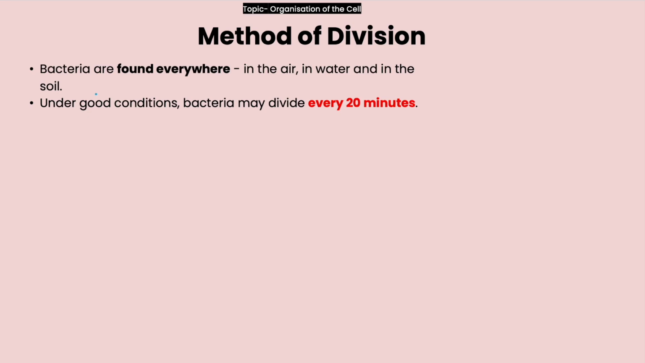Bacteria are found everywhere in air, water, and in soil. That is, they are cosmopolitan. They are present everywhere. In extreme temperatures also, hot water springs, high temperatures, cold ice sheets, in food, in human body. So bacteria are present everywhere.